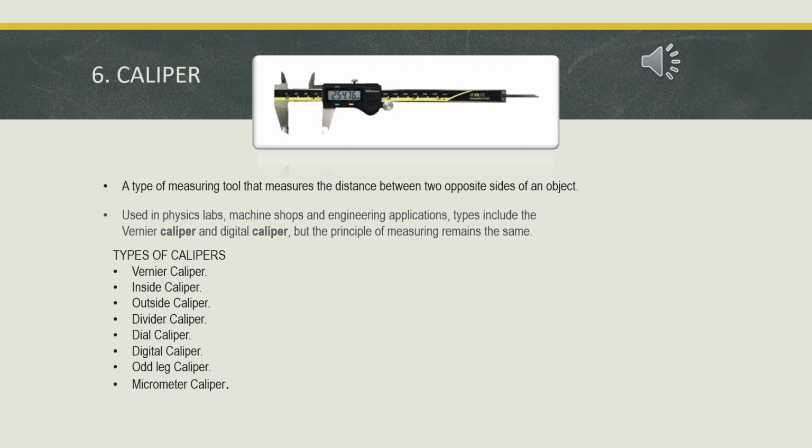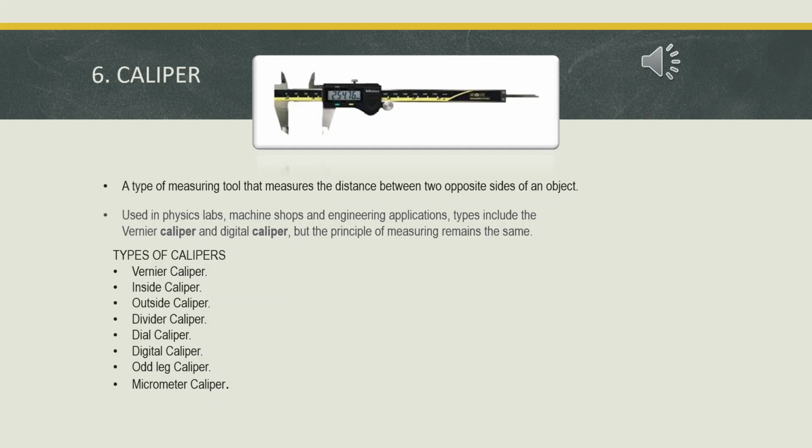The next is the caliper. A caliper or a pair of calipers is a measuring tool used to measure the distance between two opposite sides of an object. Calipers' usage is very wide, from medicine, science, mechanical engineering, woodworking, metalworking to forestry. People were using calipers some 2,600 years ago in ancient Greece.